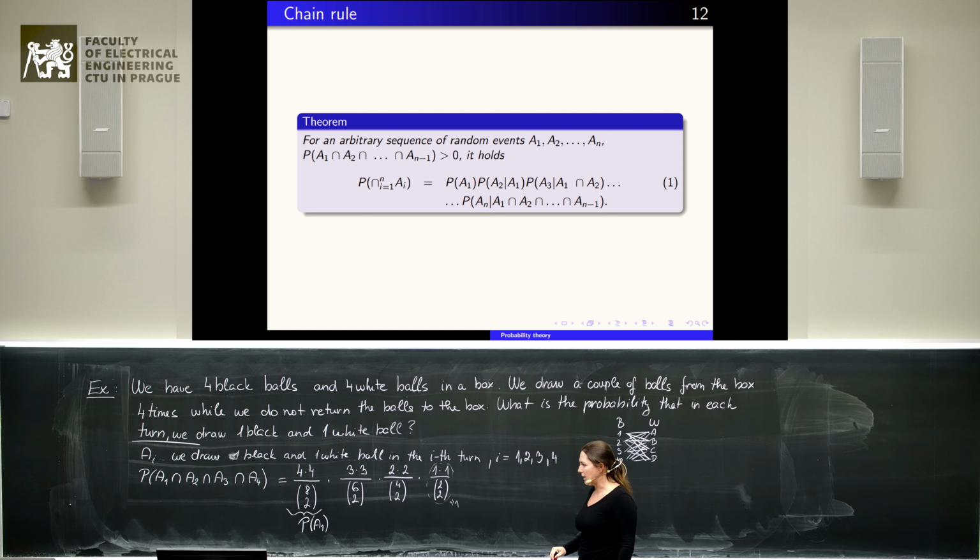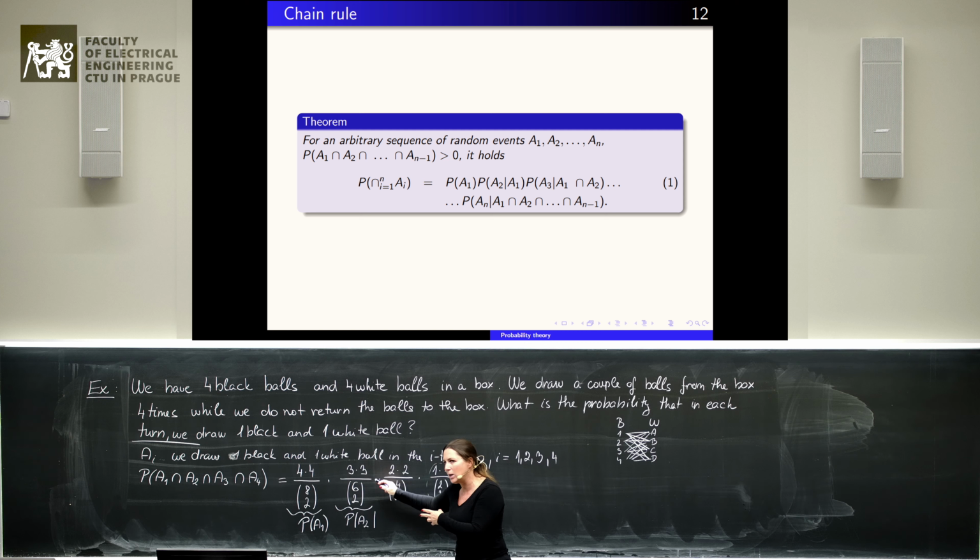What is important? Not the result itself, but the way how we calculated the result. Because here we start with the probability of the event A1. It is okay. But this is not directly the probability of A2. It is the probability of A2, which was calculated conditionally on knowing that we have only 3 black balls and 3 white balls in the box. And it is because we know that in the first turn, 1 black and 1 white ball were drawn. I'm sorry.